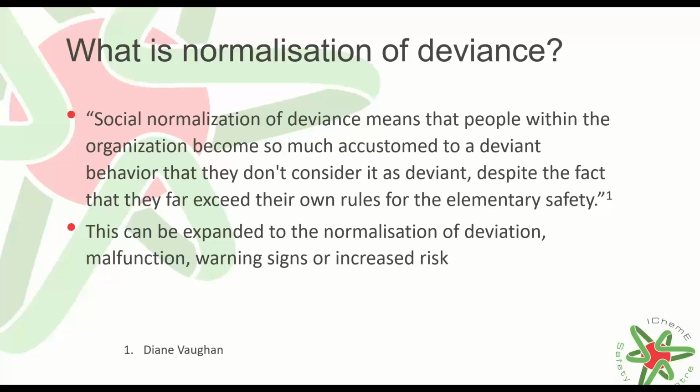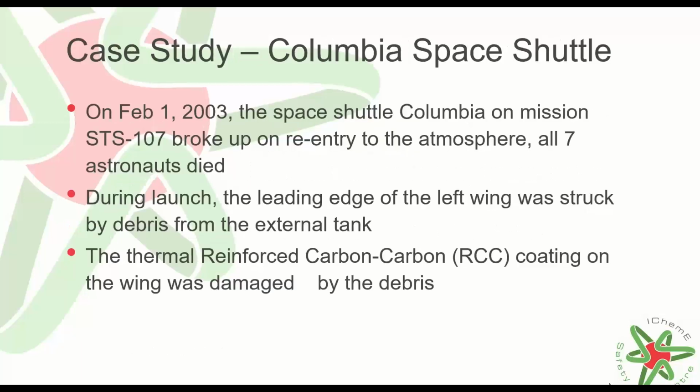Is it really a problem? Is normalization of deviance always a problem? Sometimes it may be, sometimes it may not be. So we're going to use this sort of definition as we go through and look at a couple of different incidents that have occurred and what some of the aspects were that led to those as examples.